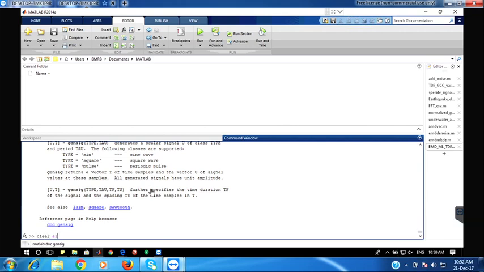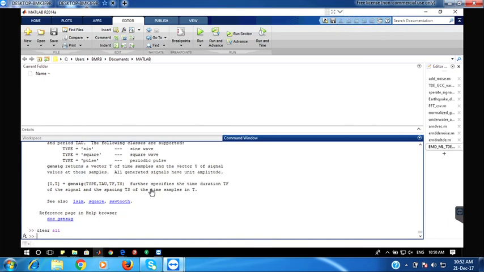Clear all. Second bracket u comma t is equal to generate sig, square, 0.1, 1, 0.01. Okay.